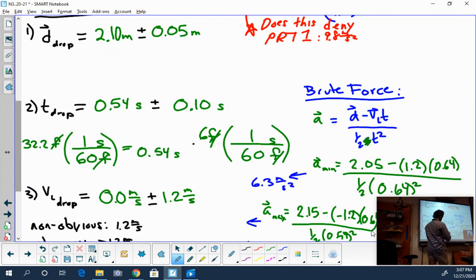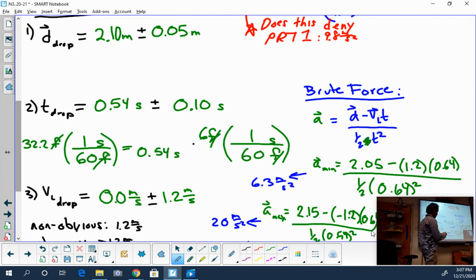The maximum acceleration I'm getting here. So this one, we're kind of avoiding the percent error game. We're just going to see, does it fit? Well, let's try. 1.2 times 0.64 plus 2.15, that's that minus negative, times 2 divided by 0.54 squared equals, oh my goodness, 20.